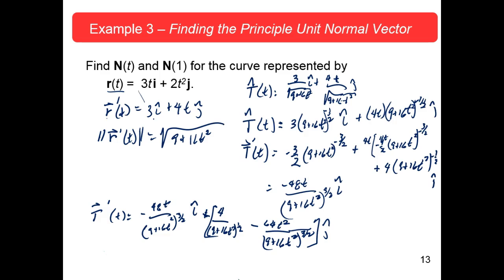Let's make sure we're on the right track here. Our T of t up here is 3i plus 4tj over the square root of that. So we got that right. And then we took the first derivative of it, and we got 4t, and they do it in a strange manner. They don't show you how they did the derivative, but they do it.